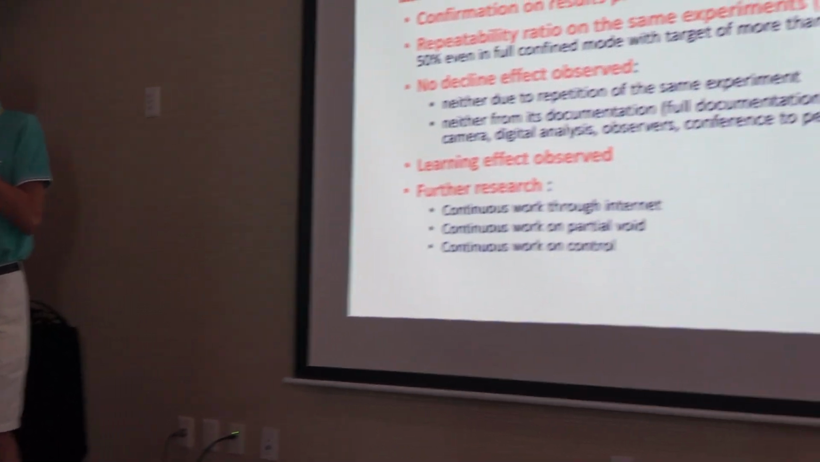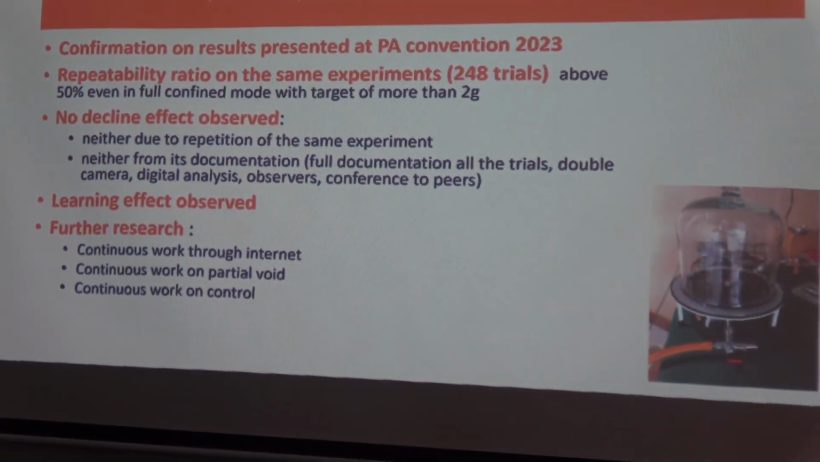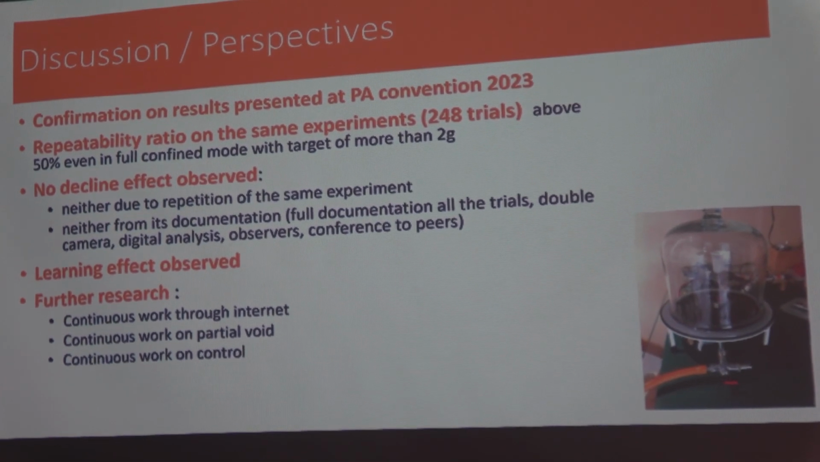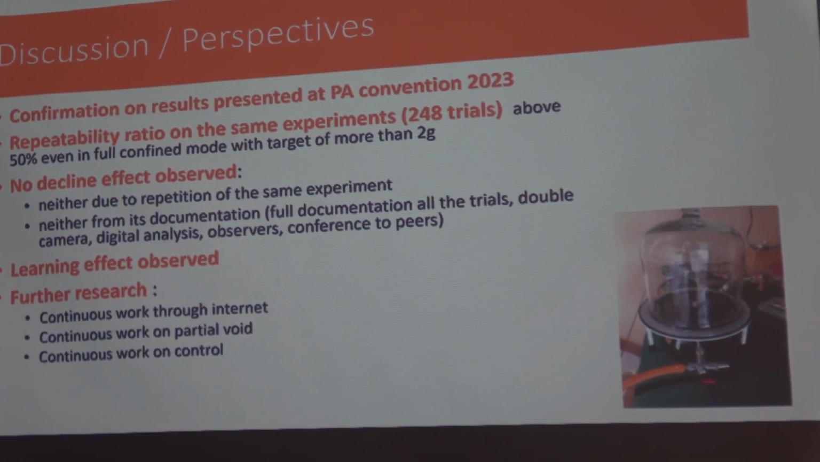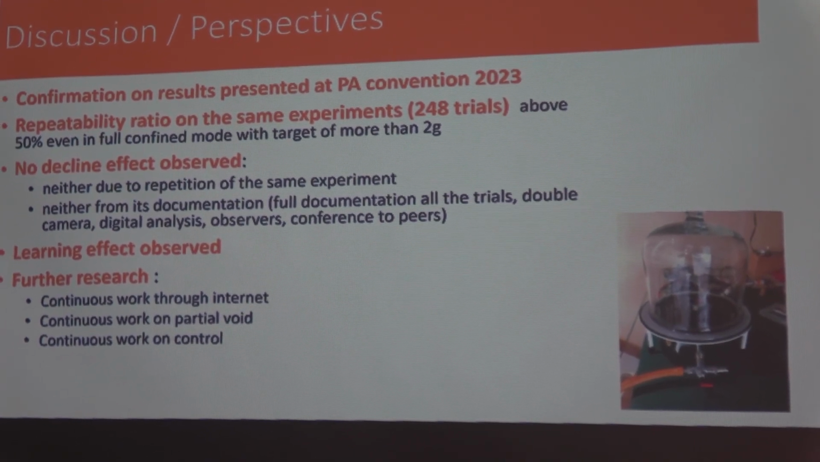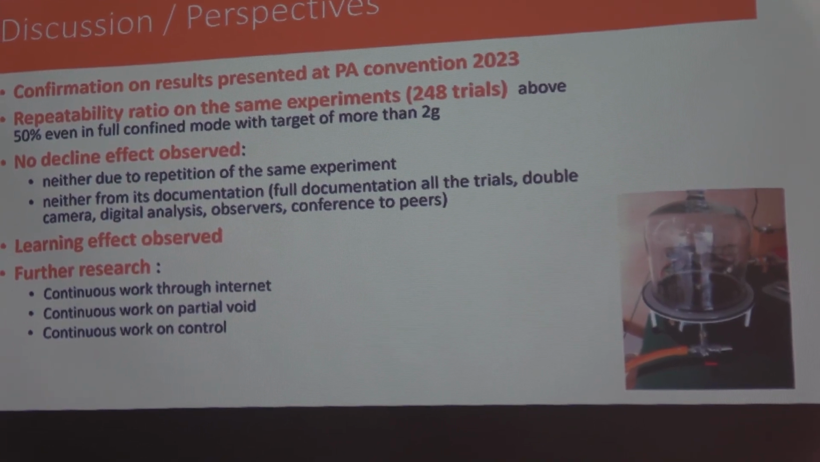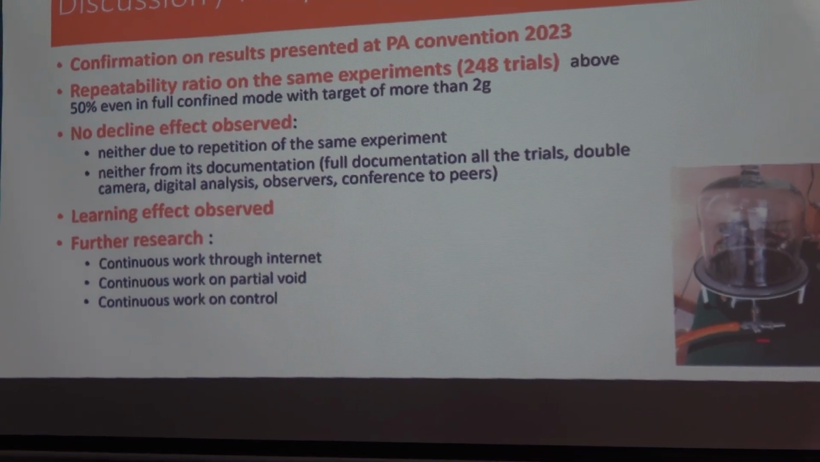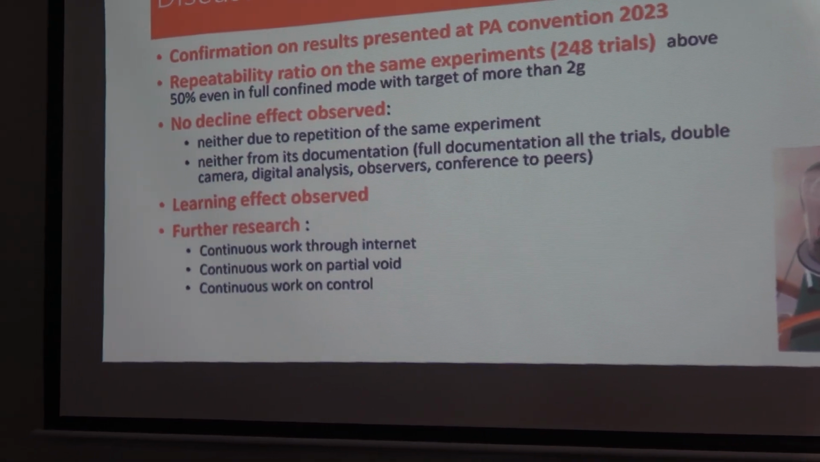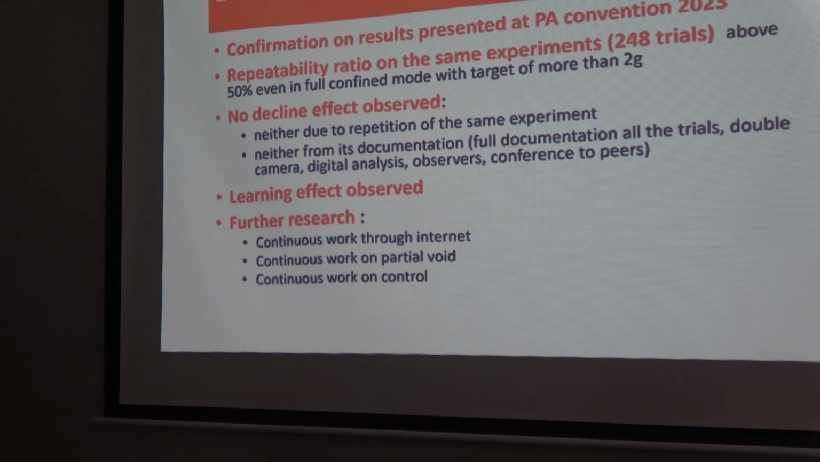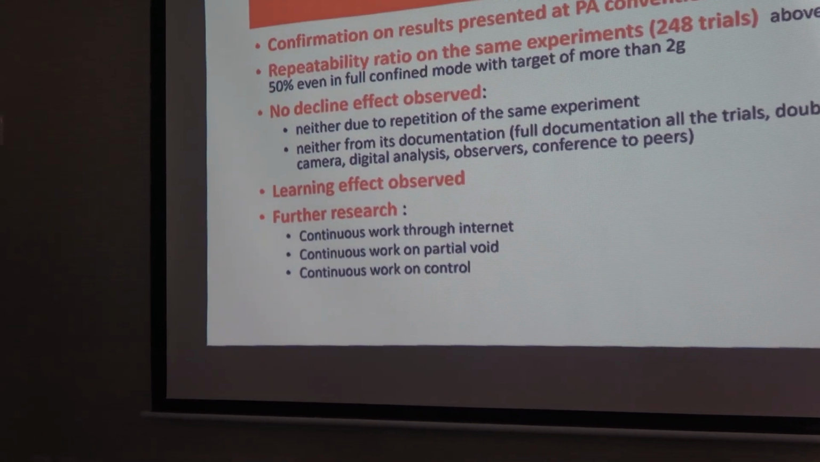And we also show that there is a learning effect. The learning effect is complex because if there is a learning effect, it proves that there is something. Because if you take the same experiment and no physical parameter is changed, why is the result changing? So you have to look outside the known physical effects.